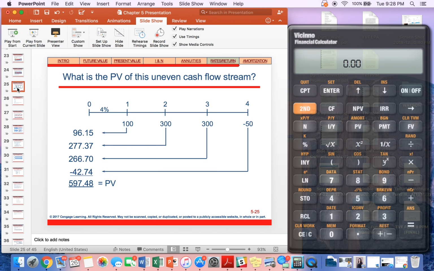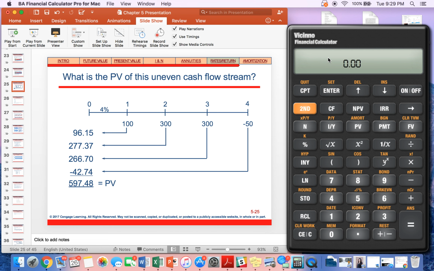What we're trying to find out here is the present value of an uneven cash flow stream. So here we have that nice little timeline again. We have a timeline of 4 years at a rate of 4%, and we have all these different annuity streams: $100, $300, $300, and -$50. This is an annuity stream, just like we were talking about earlier. The only thing that makes it different is that it is an uneven annuity or cash flow stream, essentially.